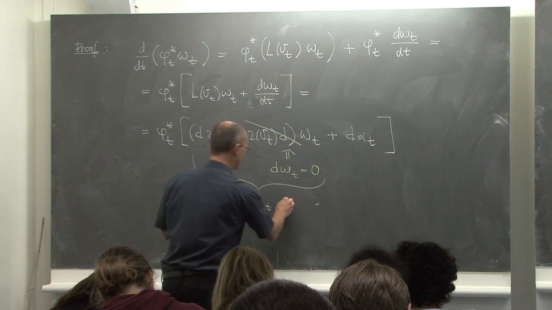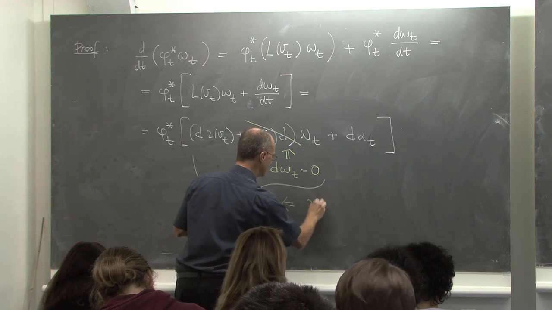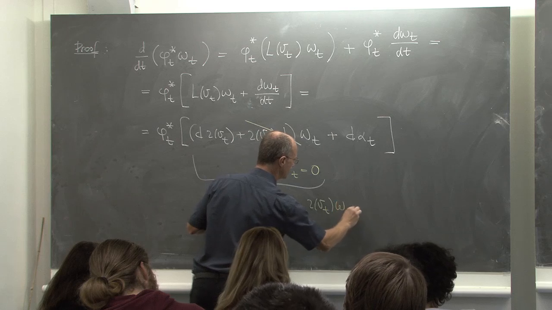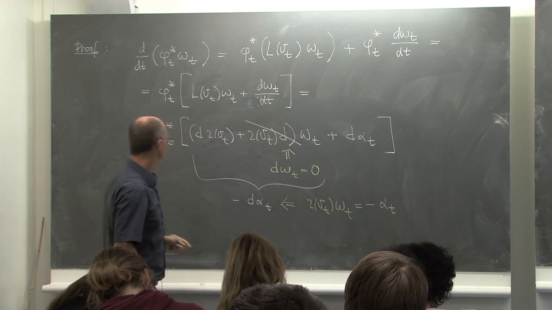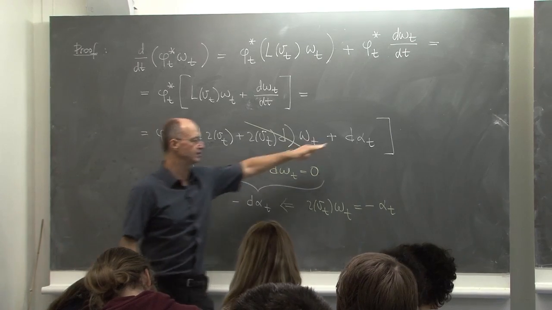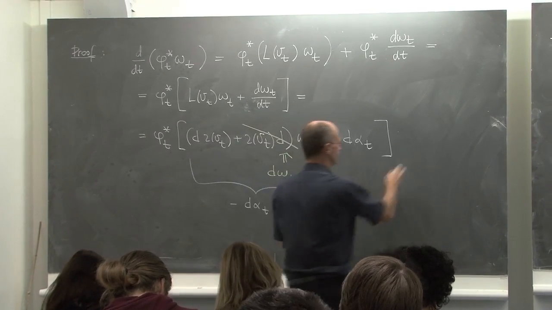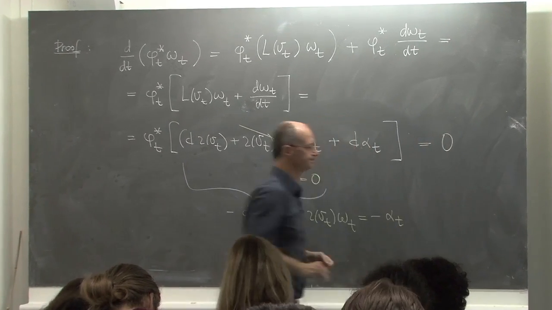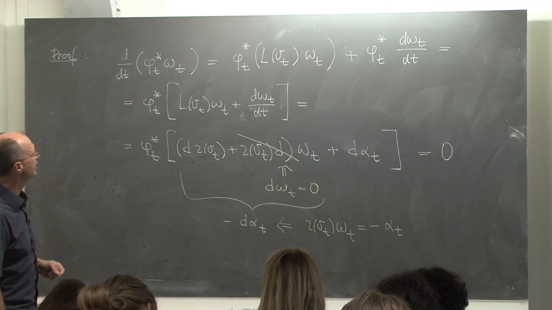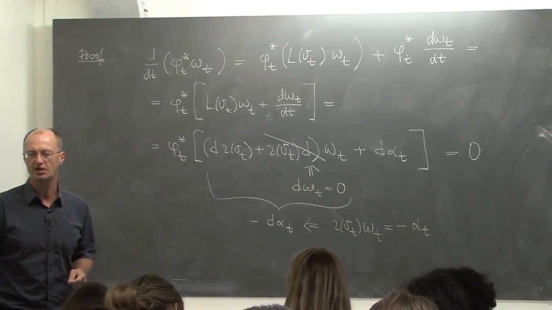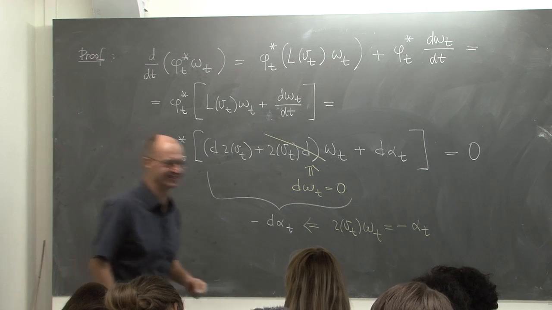So this comes from iota of vt omega t equal minus alpha t. So all in all, we get minus d alpha t plus d alpha t, which safely gives us 0. You see, that's the whole proof. I succeeded in making it into 3 lines.